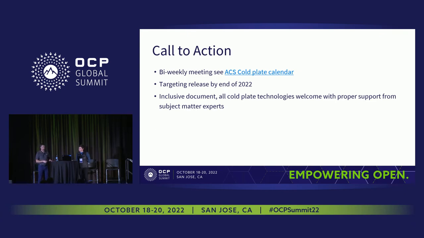So finally, the call to action: we have bi-weekly meetings. It is posted on the ACS CoolPlate calendar. We're always looking for more people. It's a lot of work, and we want to make sure that it's inclusive. Recently we had an individual reach out to talk to us about adding loop heat pipes. So any other technologies that anybody would like to have added into this, please reach out to myself or Jordan, and we will look at adding that content in with the greater group.